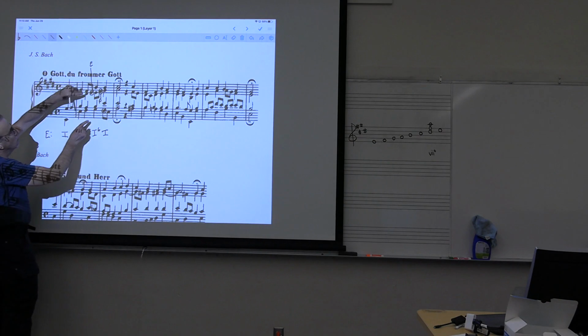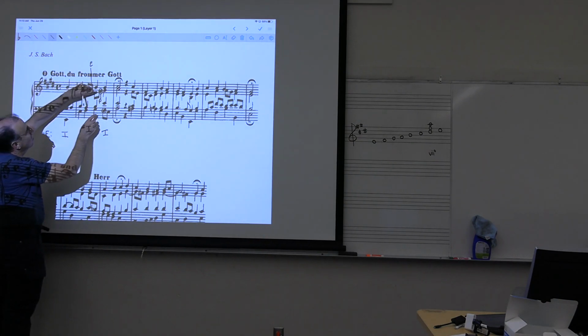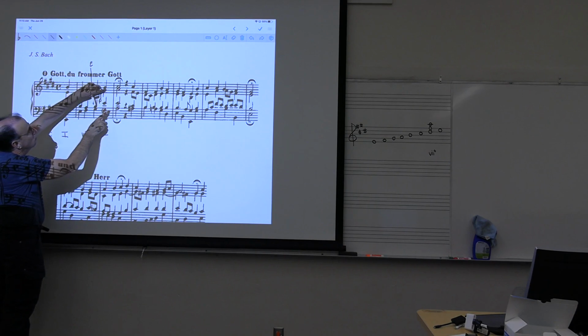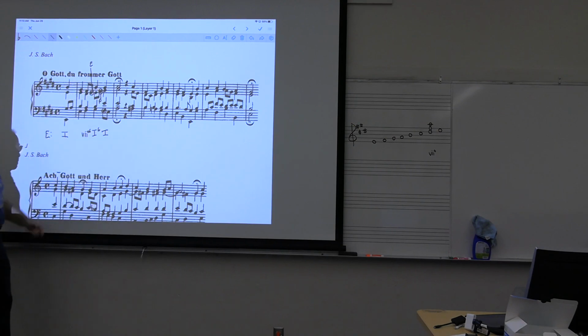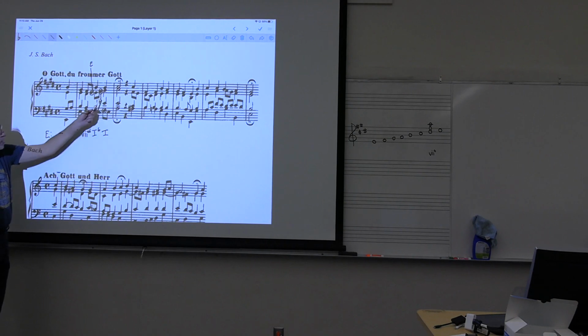But they're just exchanging notes. So here the alto is on E and the basses are on G. And here the altos are on G and the basses are on E. They just switch places, and they've both gone through F sharp to get there. The only difference is that this passing tone is accented, it falls on the beat. This passing tone is unaccented, it comes off the beat.